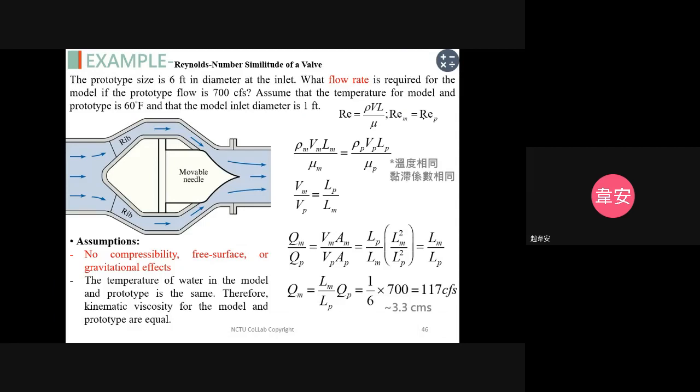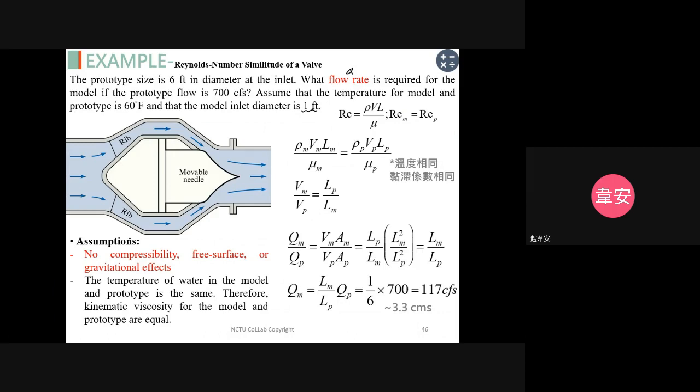For this problem, the prototype size is 6 ft in diameter at the inlet, but the flow rate Q is required for the model if the prototype flow is 700 CFS. In that condition, we assume that the temperature for the model and the prototype is 60 degrees F, and that the model diameter is 1 ft.